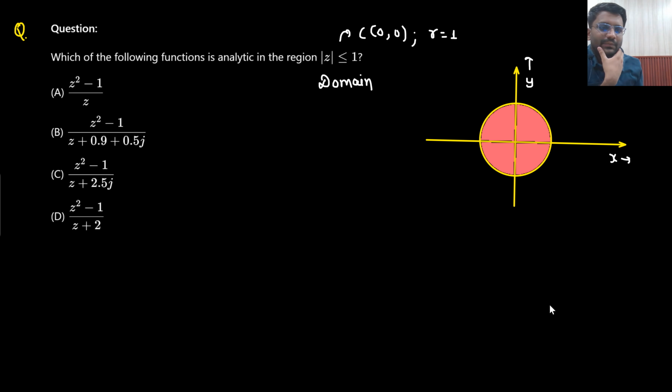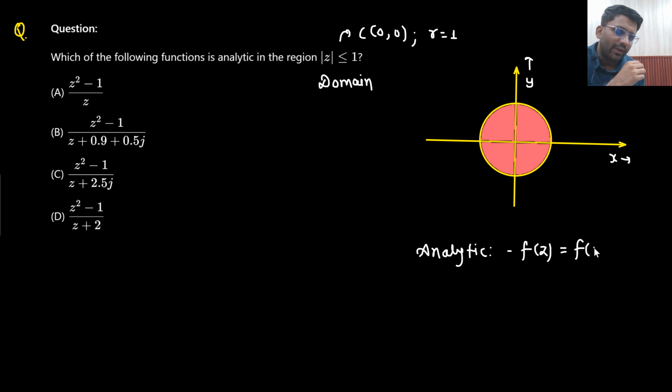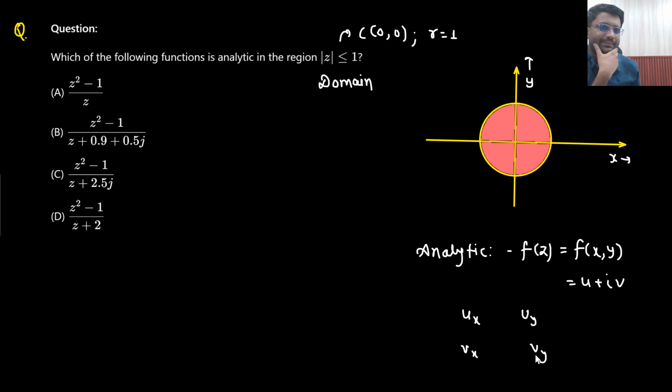Now I know one thing. What do I know? That checking whether a function is analytic or not will be a hectic task. How do you check analyticity? The f of z would be given. First you will convert it into f of x comma y, that means into u plus iota v. Then you will calculate ux, uy, vx and vy, and based on that you will be able to comment whether it is analytic or not.